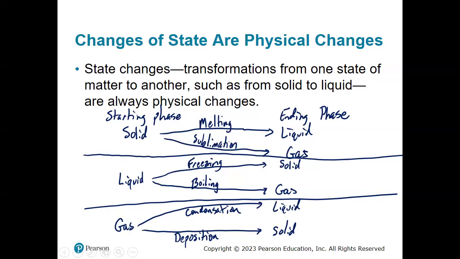But all of these are physical changes. In none of these processes do we see the identity of the substance actually change. All that is changing is how those molecules are interacting with each other. Are they clustered together or are they far apart? Are they able to move over each other or are they fixed in place? And the main difference between all of them is just energy.